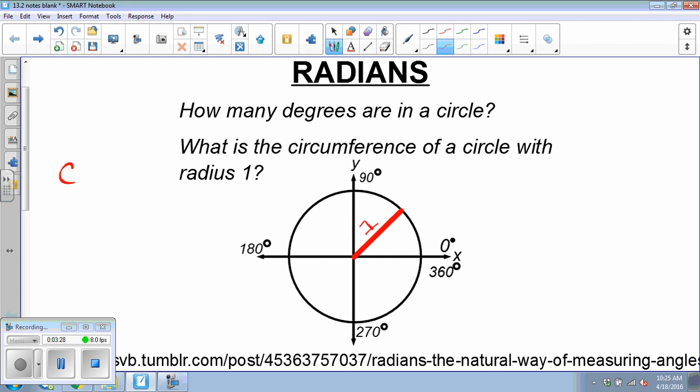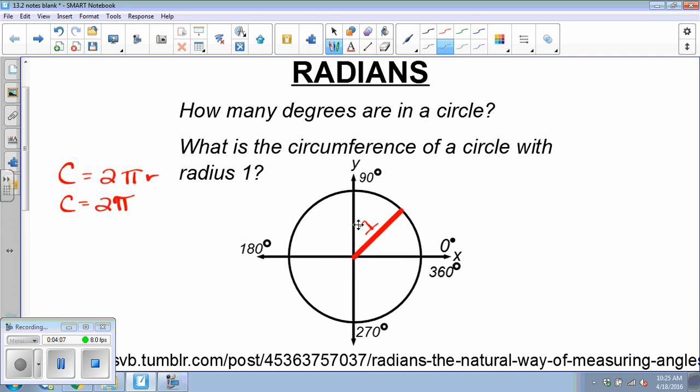So the circumference is 2 pi r. So what if our radius is 1? What's the circumference? If our radius is 1, the circumference, well, you just leave it in terms of pi. If the radius is 1, the circumference is 2 pi. So all the way around, y'all told me was 360. Well, we go the other way. And the circumference, if the radius is 1, is 2 pi. So 360 is the same thing as 2 pi.